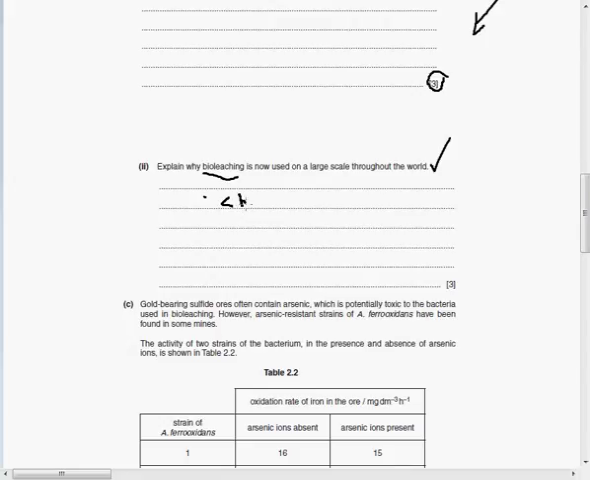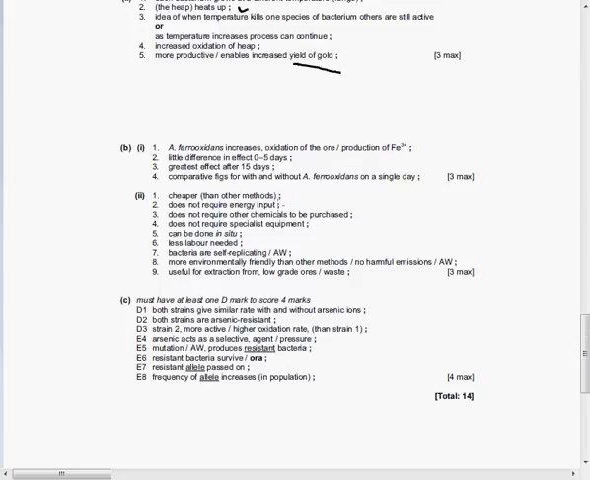It's very cheap, and other reasons are given here in the marking scheme. We can just refer to them. They do not require energy input. It is cheaper. It does not require energy input. You just have to keep bacteria. You don't have to keep any combustion engines. You just have to keep bacteria, and that's all. And then it does not require other chemicals to be purchased. No other chemicals required. You just need bacteria. While in electrolysis, you require sodium hydroxide, you require sodium chloride, you require other chemicals as well. But here you don't require.